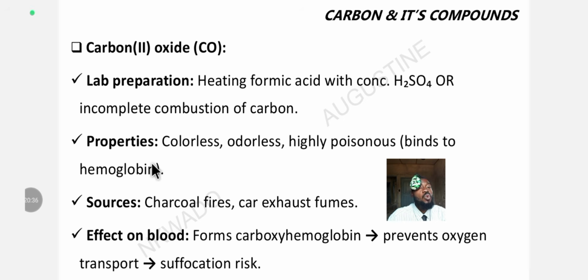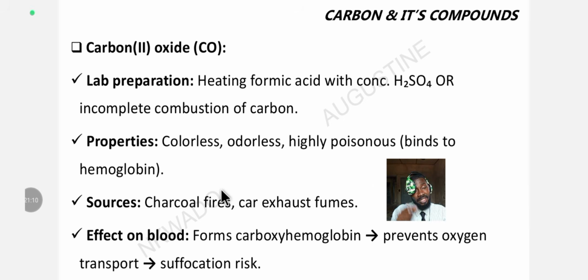All right. So what are the properties of carbon 2 oxide? Carbon 2 oxide is colorless, odorless, and tasteless. It is highly poisonous, very poisonous, especially to mammals. It's poisonous to mammals because it binds with hemoglobin and alters the respiratory pathway.